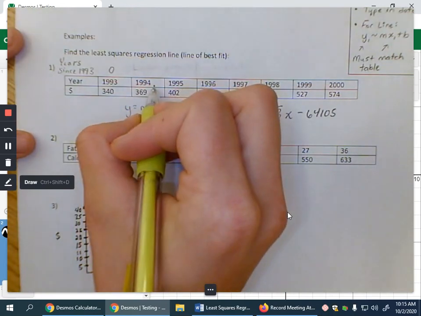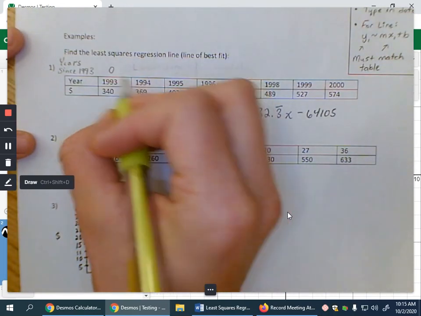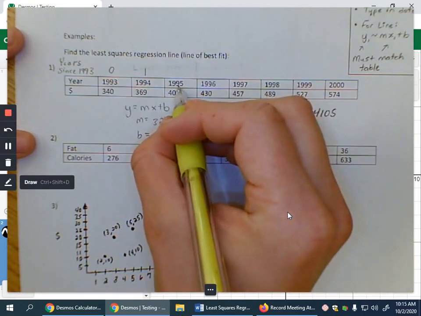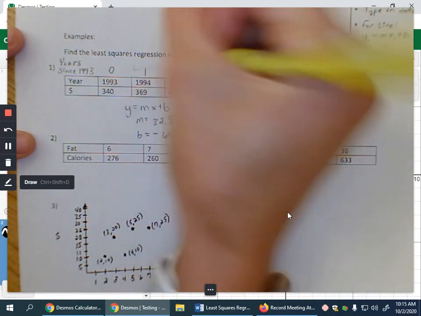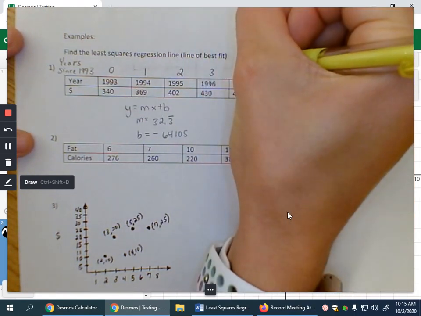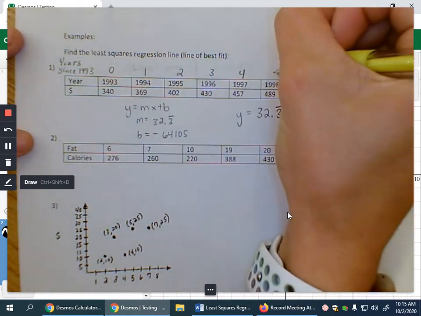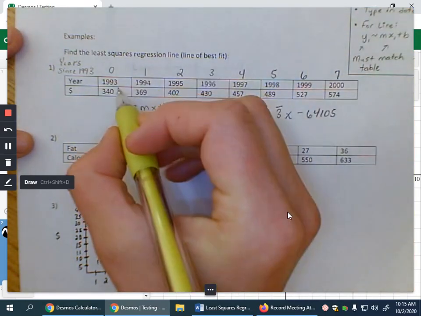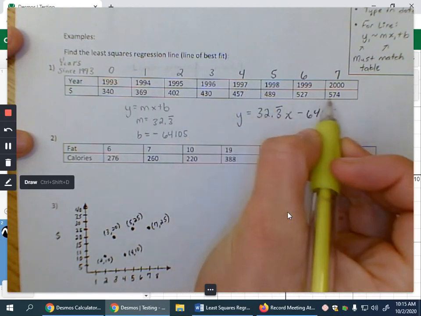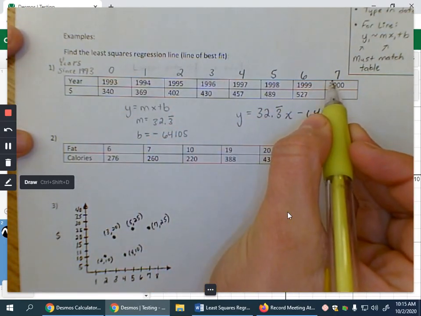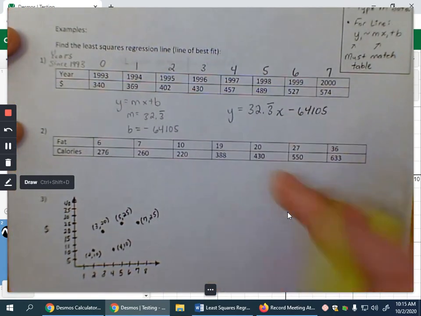And so instead of typing in the years in your table, you would actually type these numbers in your table, okay? And it will give you a different equation, all right? And so I want you to be aware of that, because when you're making predictions, or if they just simply ask you to write the equation of the line, pay attention to what they say. If they don't tell you that you have to type the years in as a different number, then you type them in how I did it.